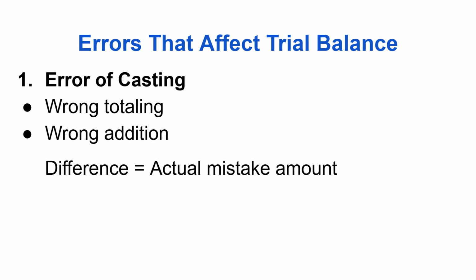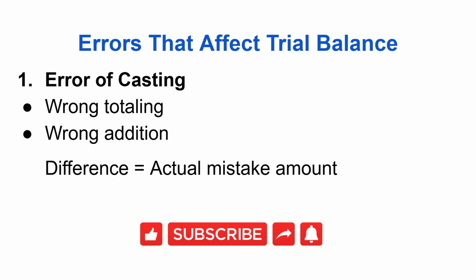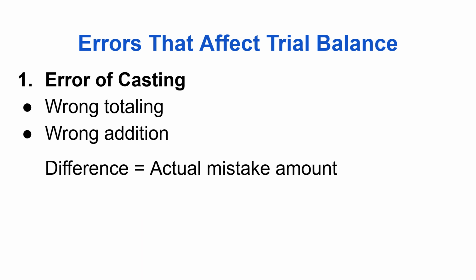Let me explain that properly. Ask yourself one simple question. Is the difference something like 50, 100, 200? If yes, it usually means someone added a column wrongly, especially purchase book, sales book, or cash book. So, before checking theory, recheck totals first.